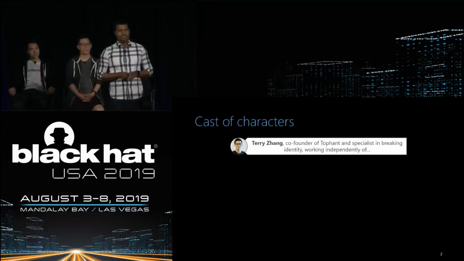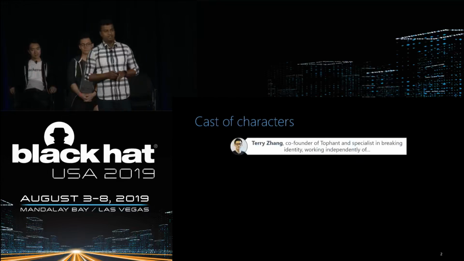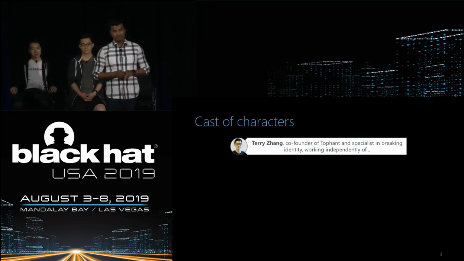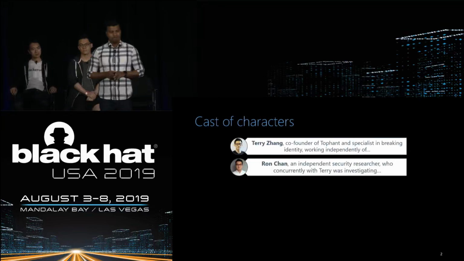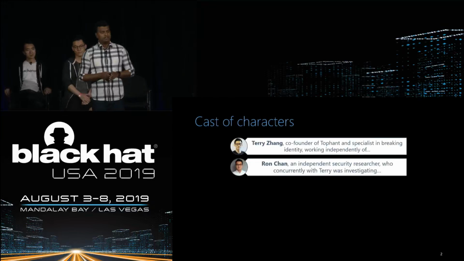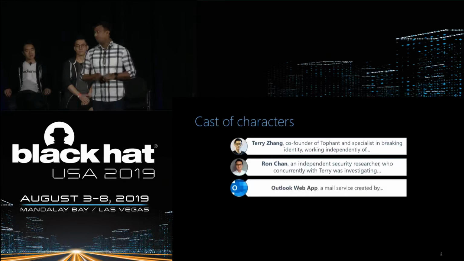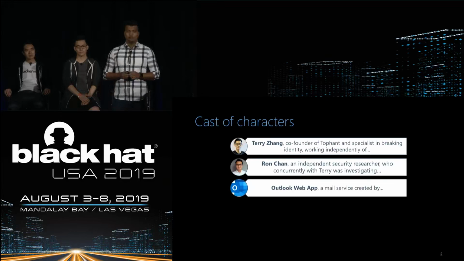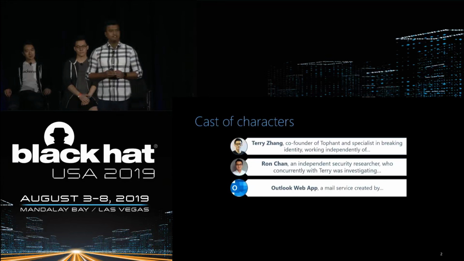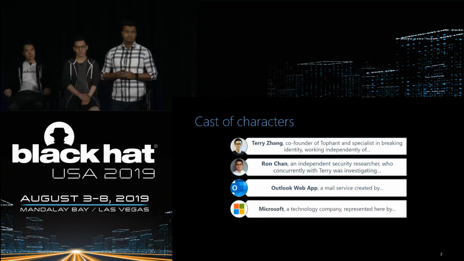First, we have Terry Zhang, who is co-founder of Defant and a specialist in breaking identity, who was working independently of Ron Chan, an independent security researcher who was concurrently with Terry investigating an issue in Outlook Web App. As you all know, Outlook Web App, or OWA, is a mail service created by Microsoft, and it has billions of users all over the world.